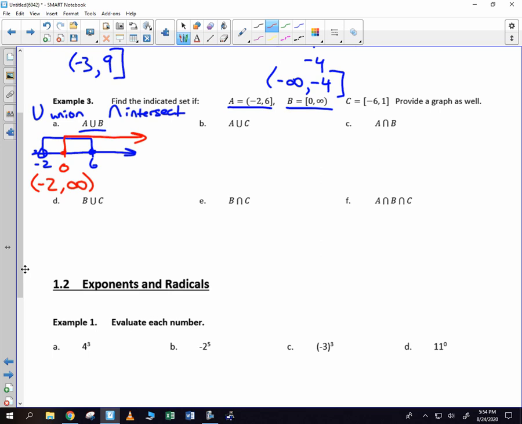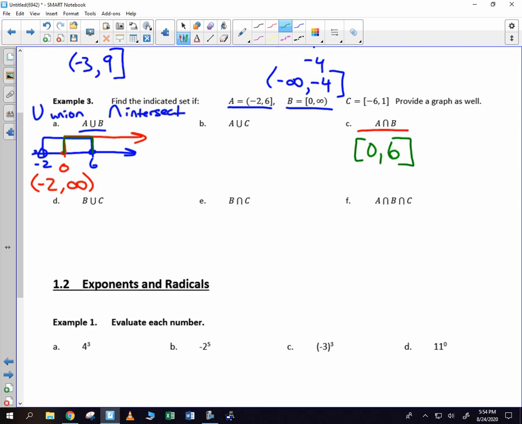We combine those pieces. This means we look for the intersect between the two. So let's look at A intersect B. If you look at this example, where is it that the red and the blue intersect or overlap? That would be in that space right there. And so we write 0 to 6. So you can see the difference between the union and the intersect.